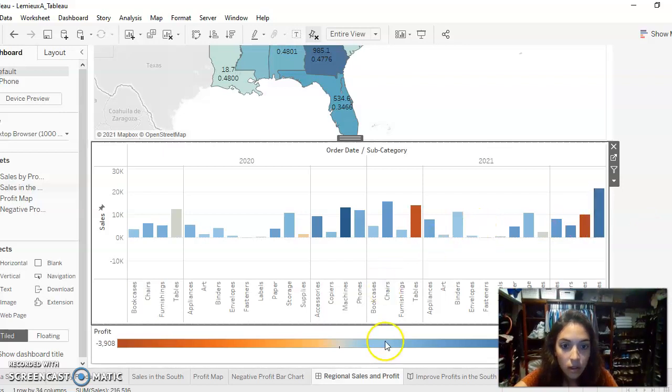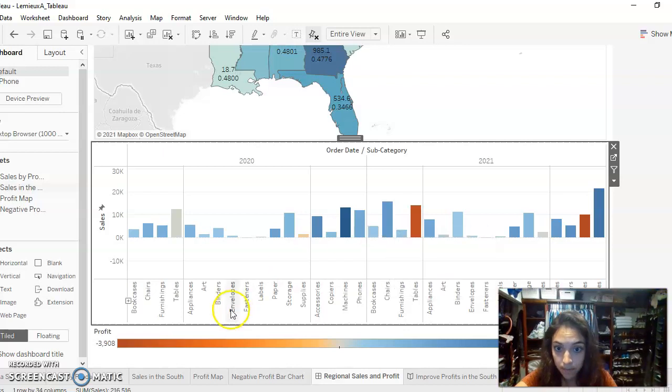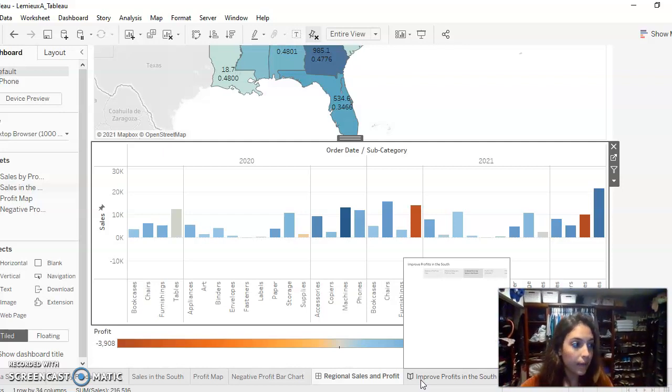So again, 2021 chairs because we're going back to school. Fasteners again, not doing too good. So when a profit ratio is negative, it most likely means that that company is making less money than they're spending.